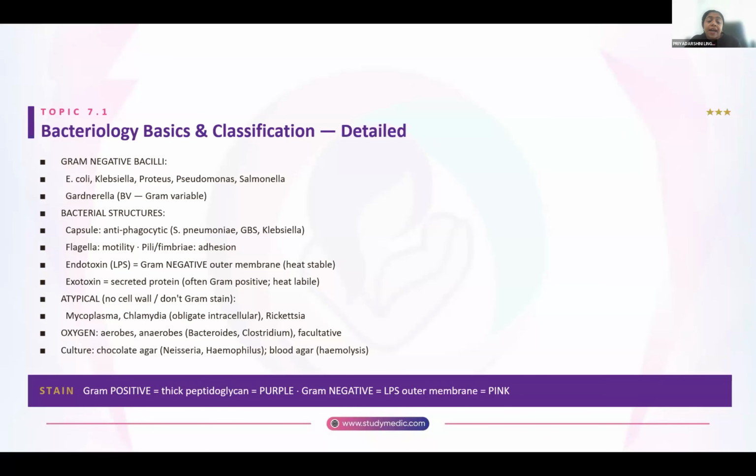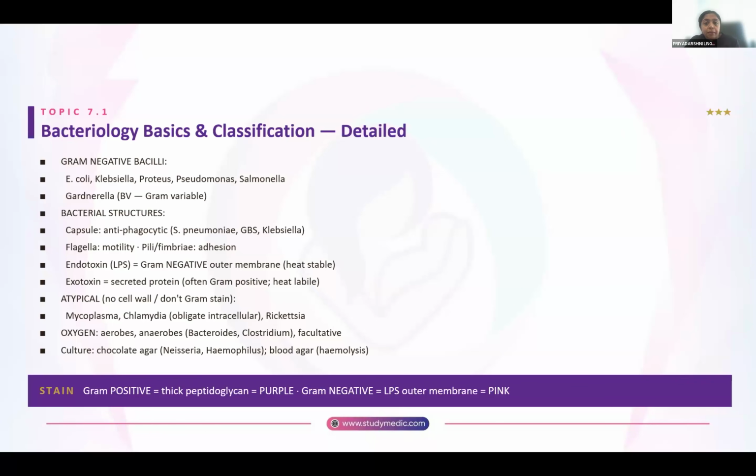Your endotoxin, as I mentioned earlier, this is for your gram-negative from the outer membrane and this is heat stable. Whereas your exotoxin is secreted as proteins and this is most commonly seen with your gram-positive bacteria and they are heat labile. Very, very important point for your exam.